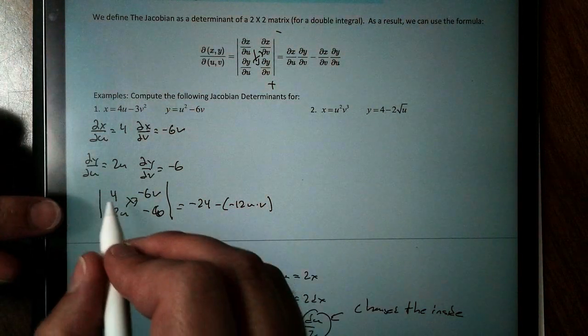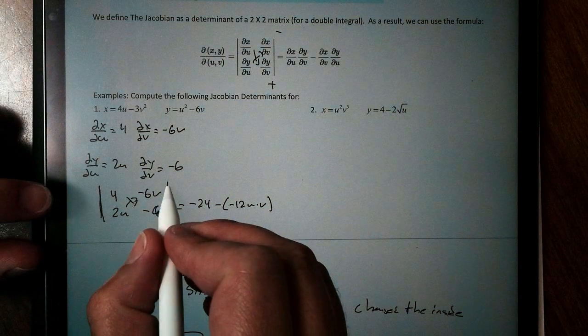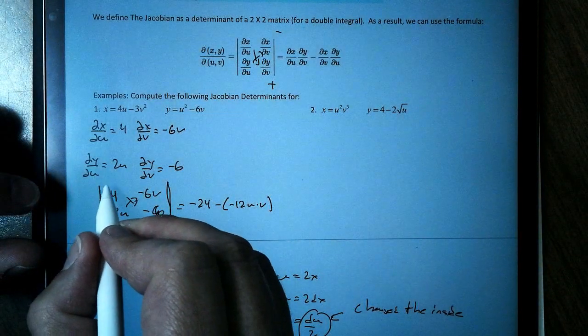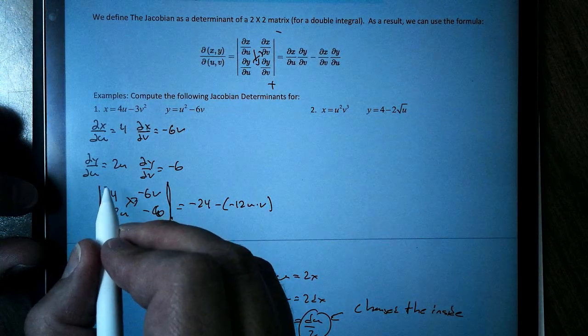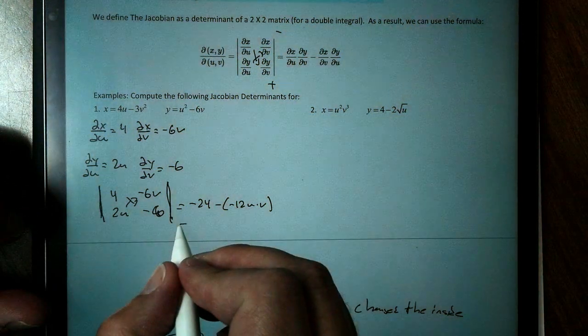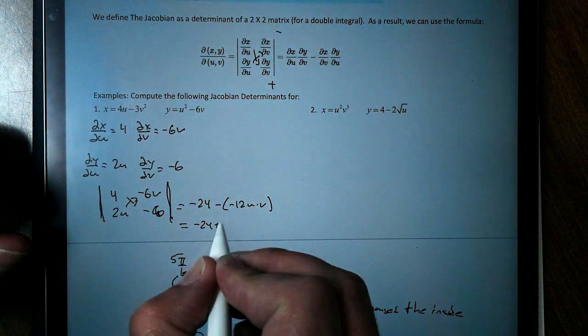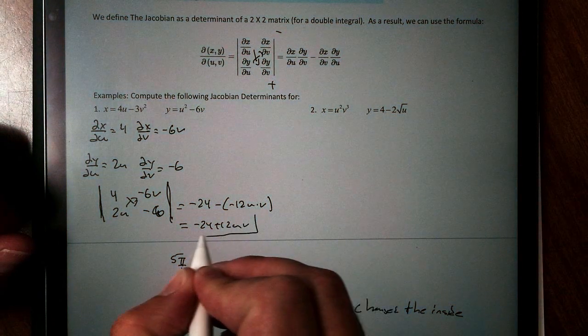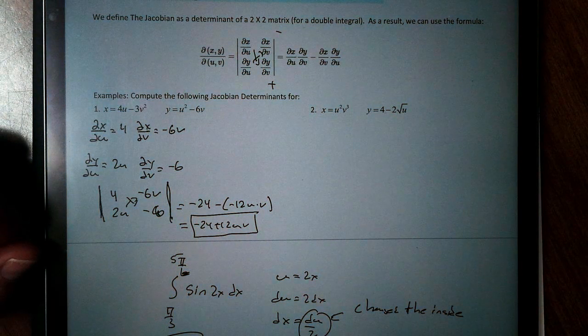Now, remember, when you're doing a determinant, notice you have to have these vertical bars. No hooks. You can't put any hooks on them. That's a matrix. That's different. We're looking for an operation, which is the determinant. And if you simplify this, we get negative 24 plus 12uv. And there's our determinant. And there's our Jacobian determinant.